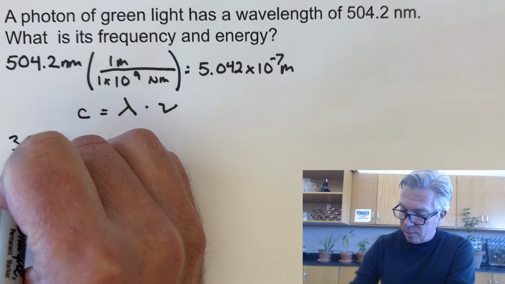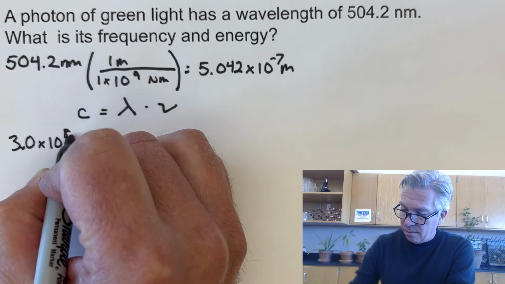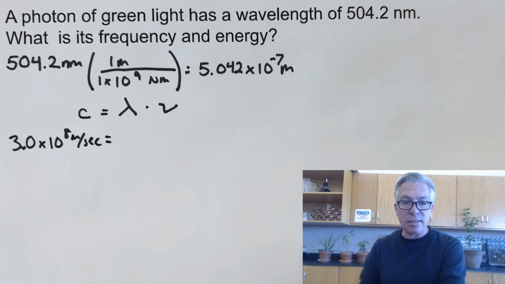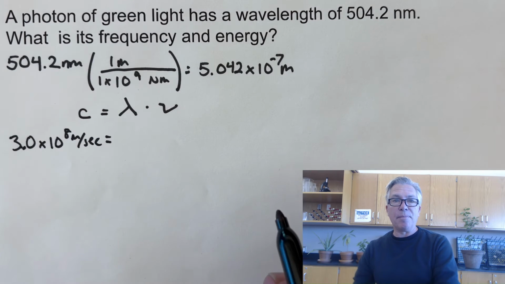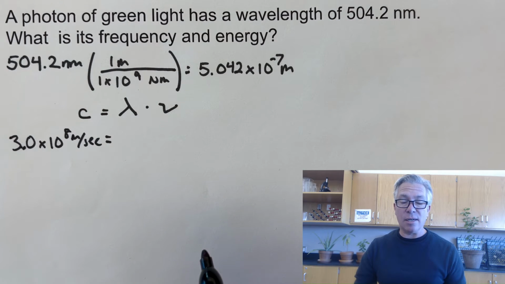I'm just going to round it up, 3.0 times 10 to the 8th meters per second. That's the speed of light. We use the letter C for the speed of light because it comes from the Latin word celeritas, which means swiftness. Light is very fast.